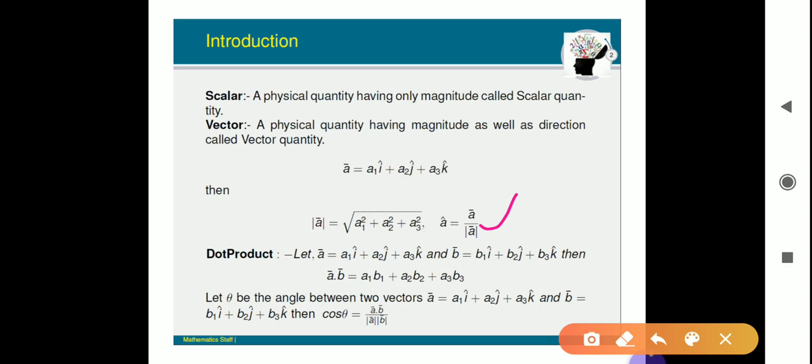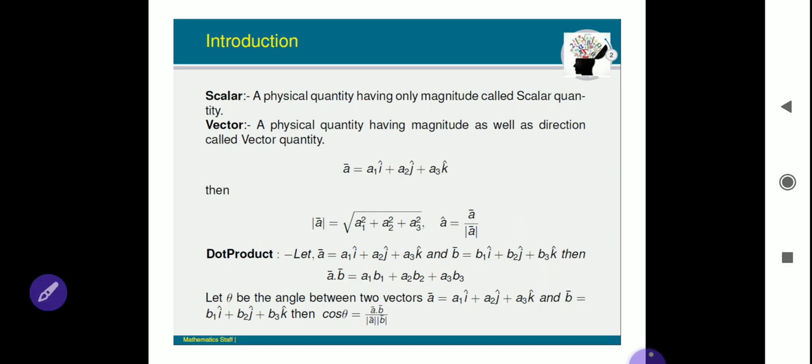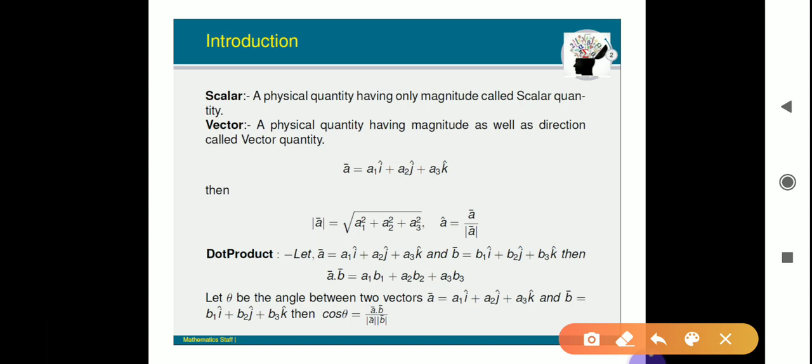Okay, next one is, this is related to magnitude and unit vector. Now suppose two vectors are given, how we find its dot product, how we find its cross product. So this is our next topic now. Dot product of two vectors means, suppose a bar is this vector given, that is a1 i bar plus a2 j bar plus a3 k bar, b bar equal to b1 i bar plus b2 j bar plus b3 k bar given, then how we find dot product? Dot product of two vectors is denoted by a bar dot b bar, and cross product of two vectors is denoted by a bar cross b bar. So this is very important.